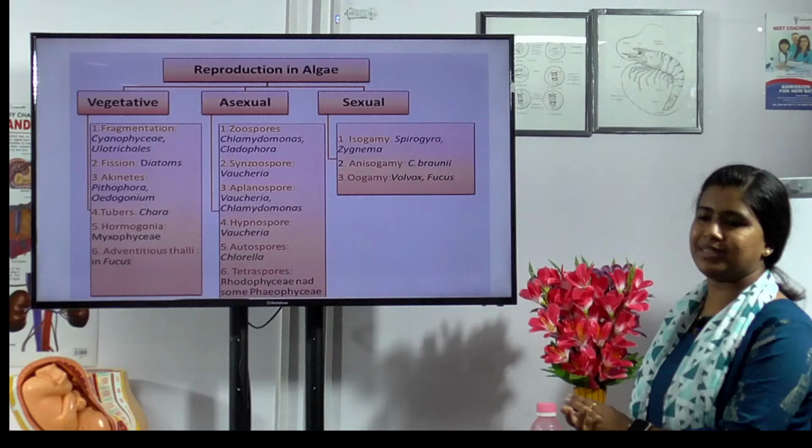Okay, now let us see the life cycle. Life cycle can be haplontic, diplontic and diplohaplontic, and alternation of generation occurs in the diplohaplontic life cycle only. Okay, now let us see some economic importance. Algae are useful, any uses of algae? Medicines, what medicines?